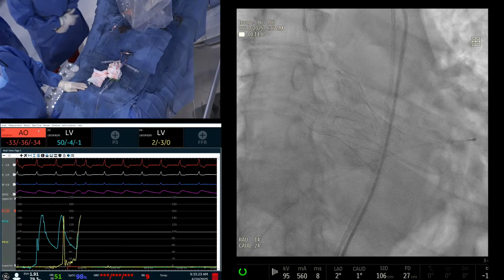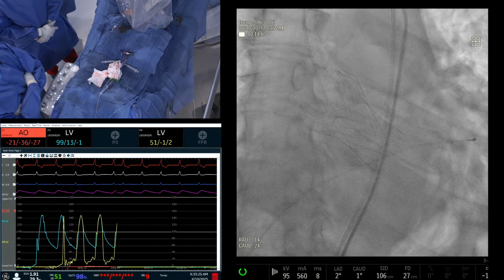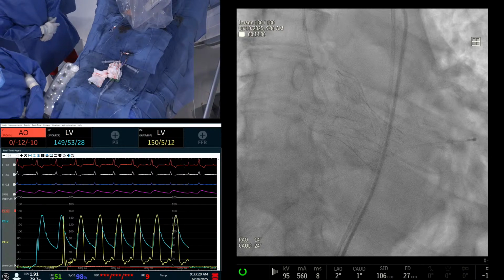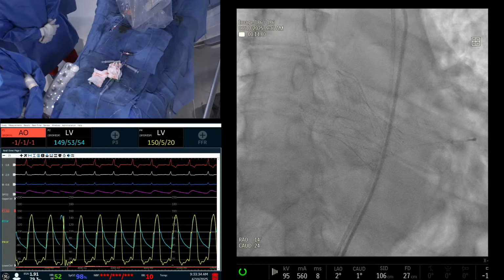There are 3 active trials ongoing at present for cerebral protection, and we are one of them, PROTEMBO, which is from the left radial. There is a trial from the groin with an 8 French guide catheter. There are 3 of them, as I mentioned.